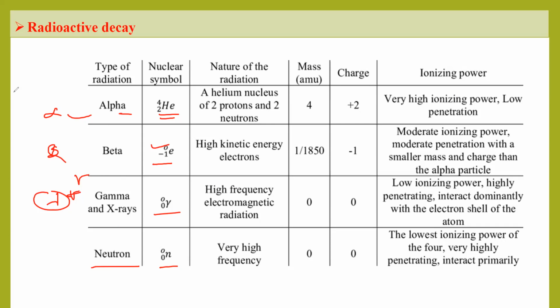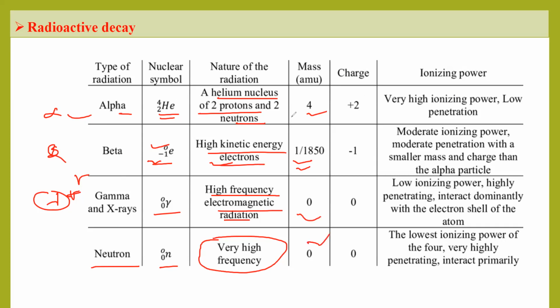Nature of radiation. Alpha radiation is a helium nucleus containing two protons and two neutrons. Beta radiations are very high kinetic energy electrons. Gamma radiations are high frequency electromagnetic radiations. Now mass: alpha radiation has a mass of 4. Beta radiation has a mass of 1 by 1850, so it can be neglected. Gamma and neutron radiations have mass 0 only.